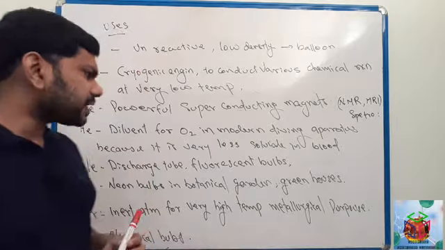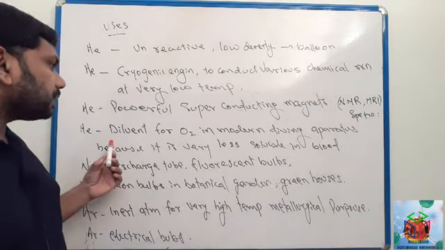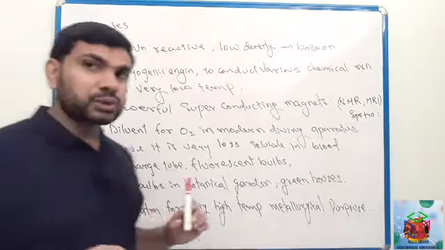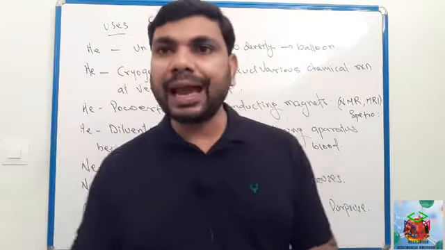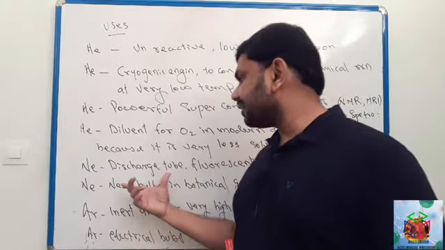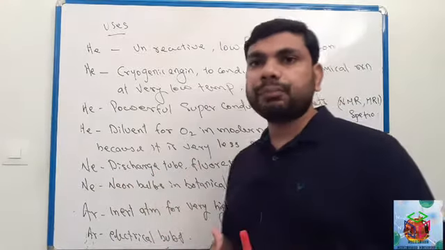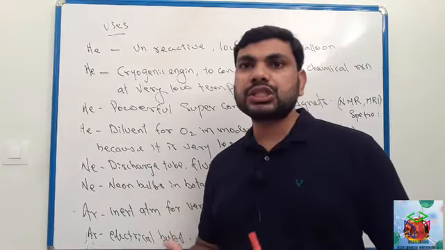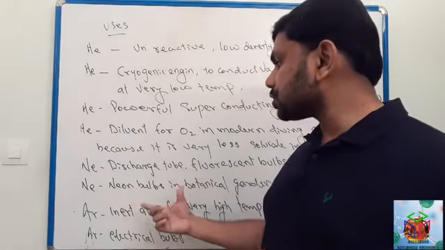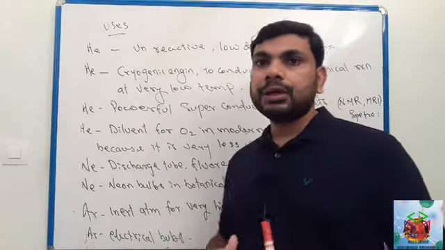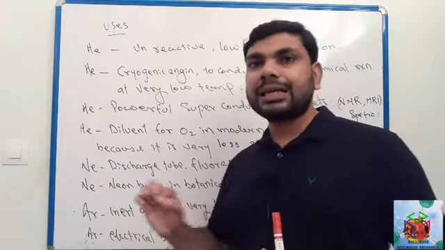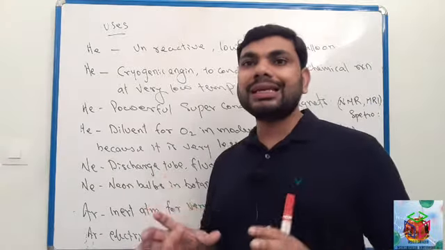Next we have to discuss different uses of neon. Sorry, helium finished. Neon is used to make different types of discharge tubes, fluorescent lamps, etc. Also neon is used to make neon bulbs. This type of neon bulb is used in botanical gardens and also in greenhouses.